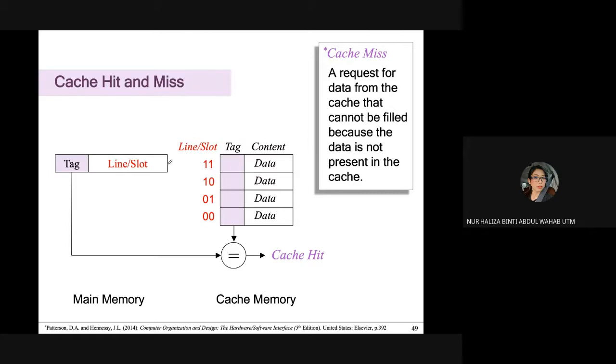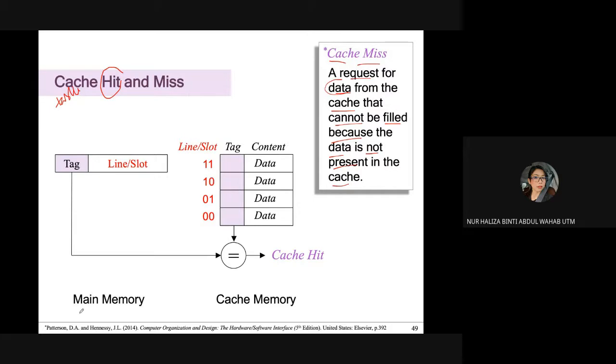So next is under hit and miss. What is hit, what is miss? I think yesterday we already went through hit. Then there are several, if you still remember the table. So please look back. Because we already looked into the hit, now you can see the miss. Cache miss: a request for the data from the cache that cannot be filled because the data is not present in the cache. So a request for data from the cache cannot be filled because it is not present, there is no data inside. Let's see.